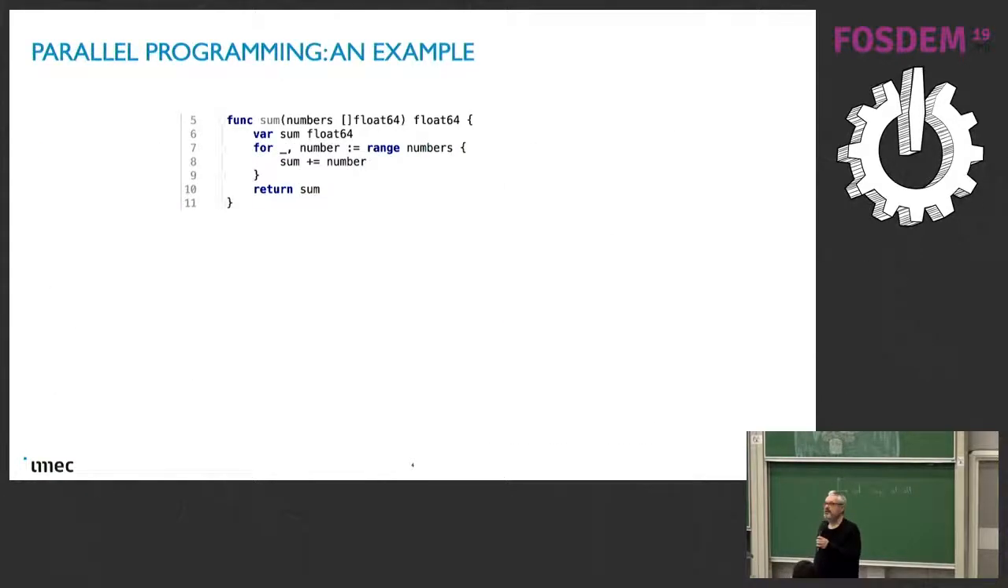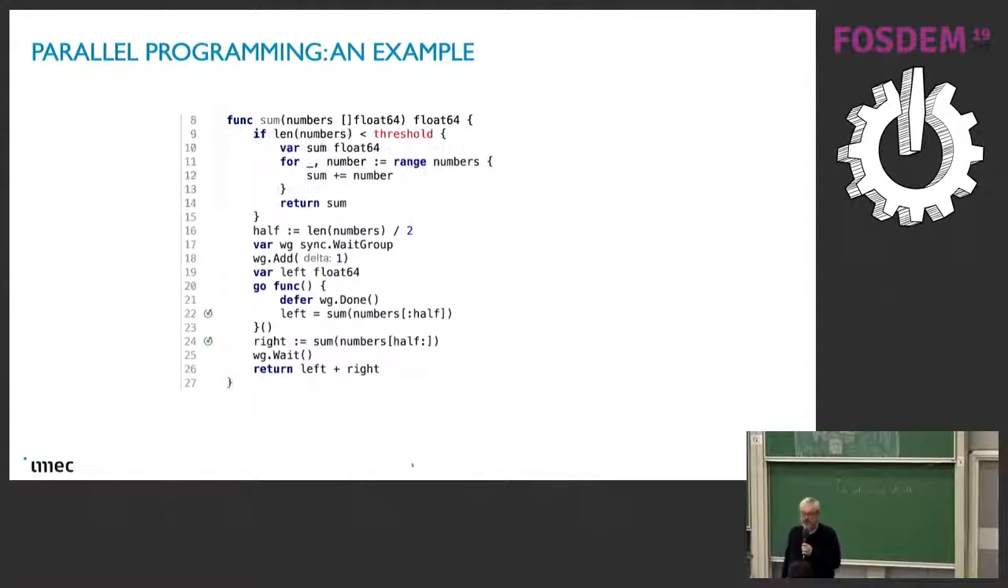So let's look at an example for a parallel program. So this is a very simple non-parallel program. It's a purely sequential program. It takes a slice of numbers, sums them up, and returns the sum. So nothing in here asks for parallelism or concurrency. It's a purely sequential program, perfectly fine. But maybe your slices are really big and you want to use multiple cores to make this go faster.